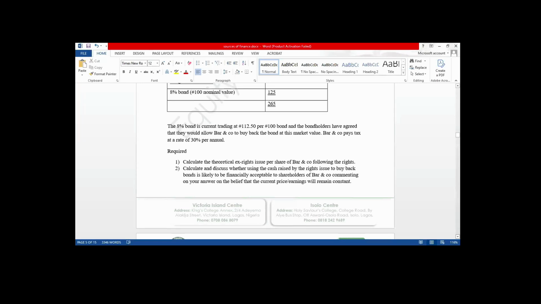You now ask yourself, you want to calculate theoretical ex-rights price. First, what is theoretical ex-rights price? You are required to calculate it. Now try to define the concept to yourself. What is theoretical ex-rights price?